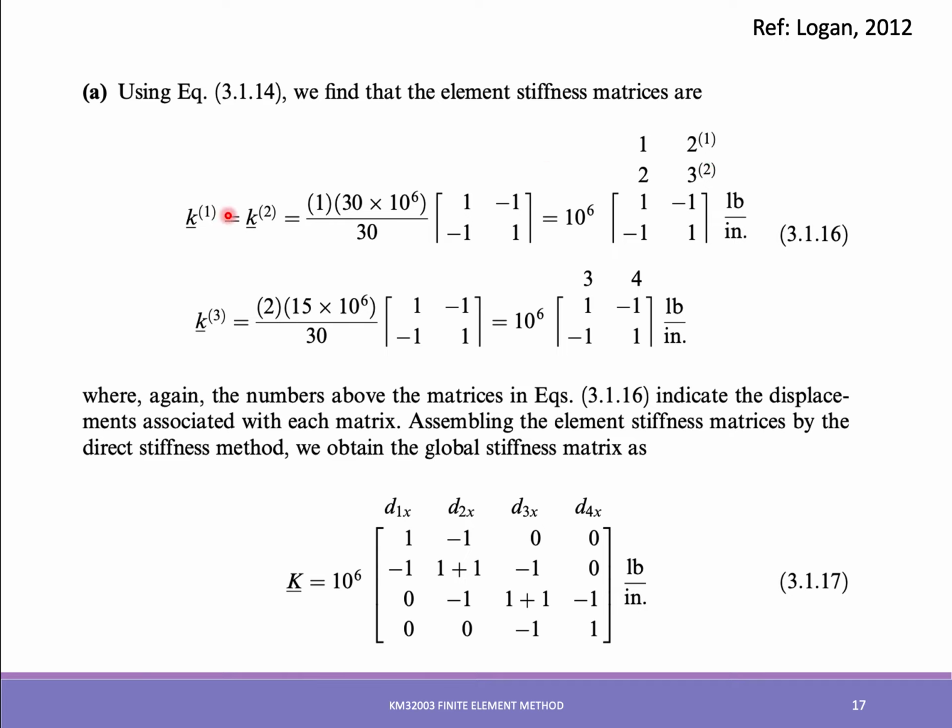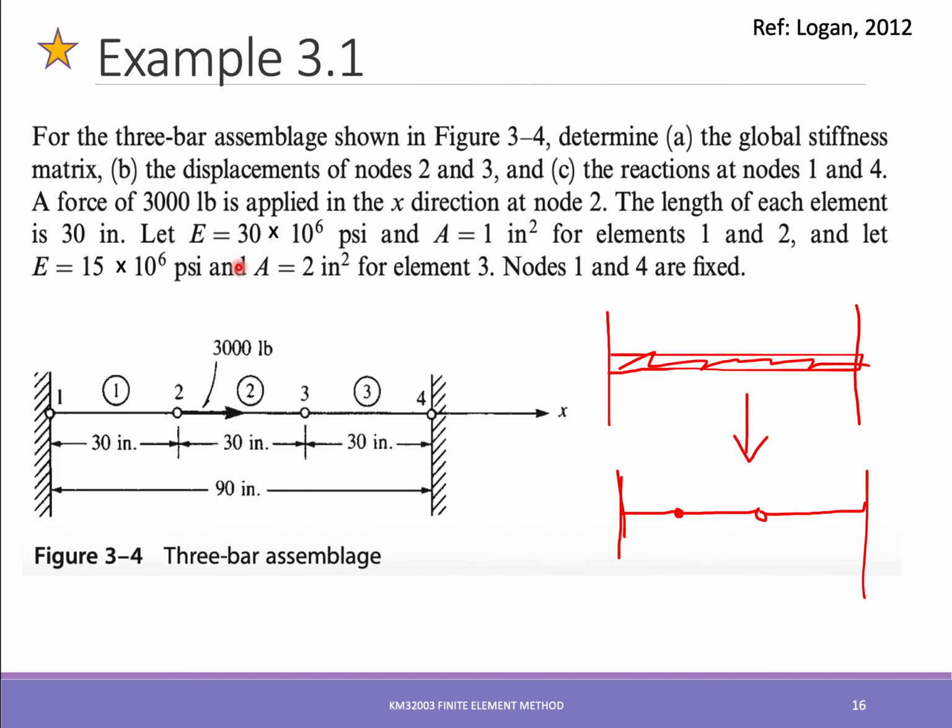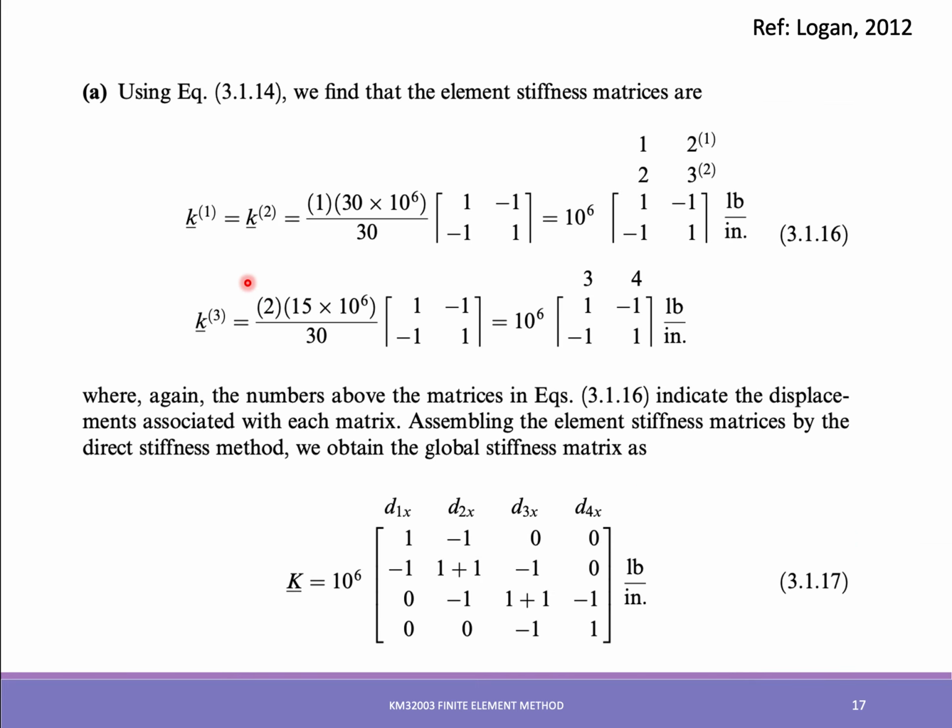For the first and the second element, basically they are the same, since they have the same area as well as the modulus of elasticity. Whereas for element number 3, they have different parameters. So for the first and the second, since they are the same, we just have AE over L, bracket 1 minus 1 minus 1 1. Whereas for the third element, the stiffness matrix would again be AE over L, given as this.